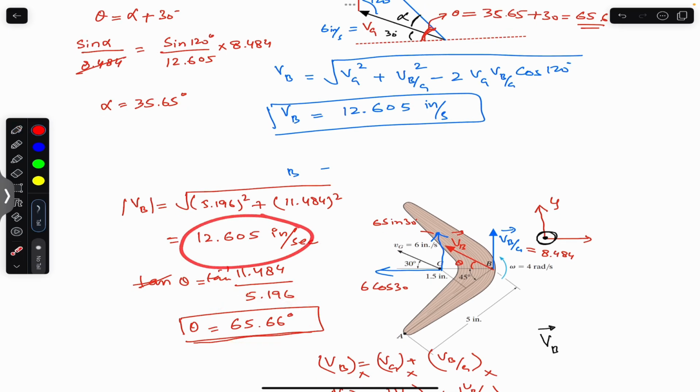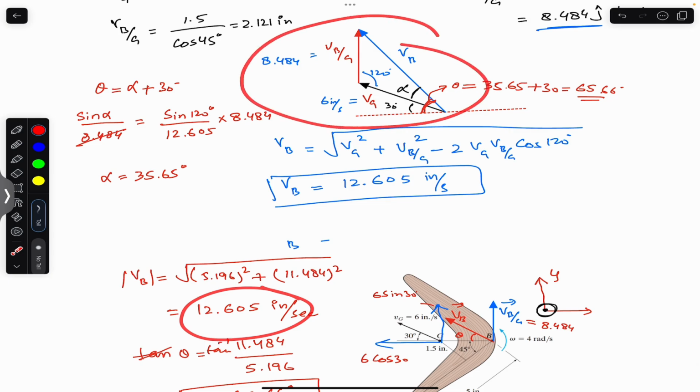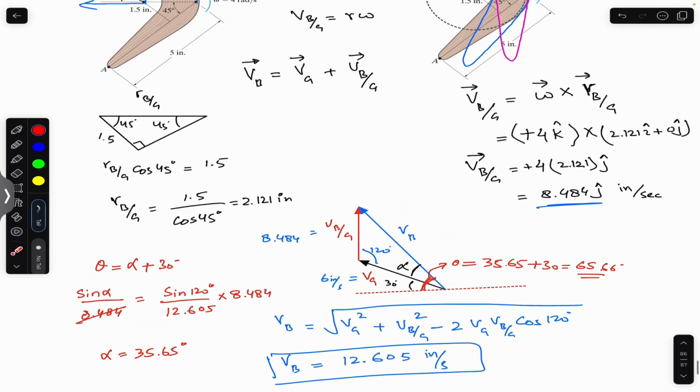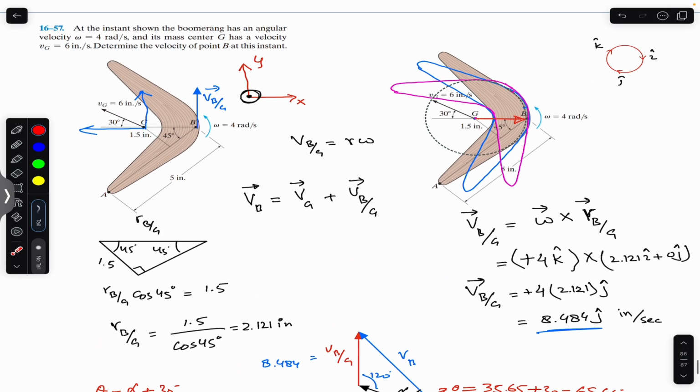We got the same magnitude and angle using this geometrical analysis, using the law of cosines and the law of sines. So this is how we can solve these relative motion problems, and this is quite interesting.